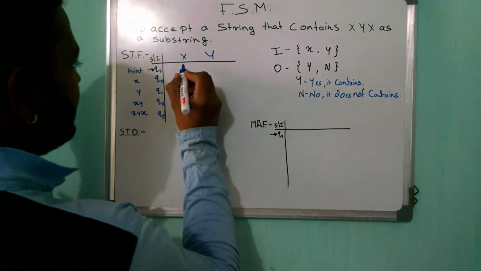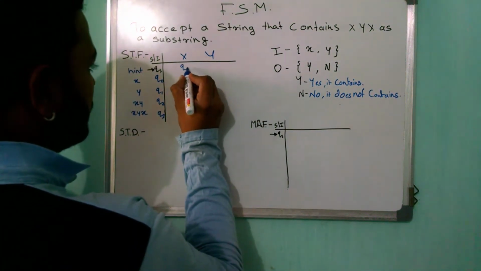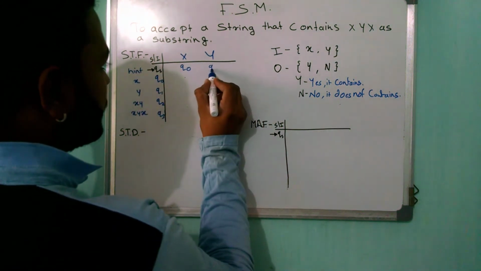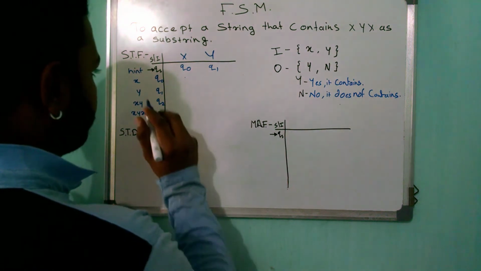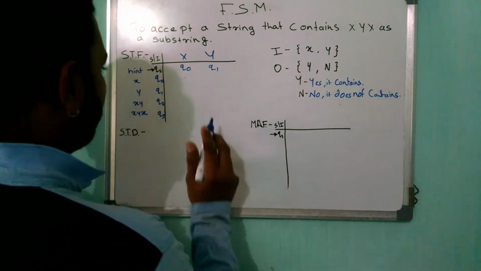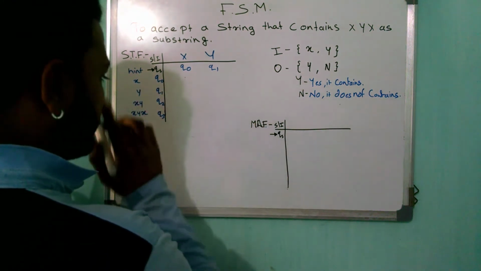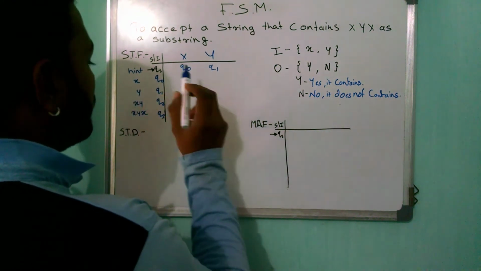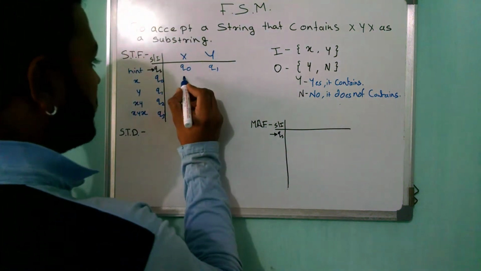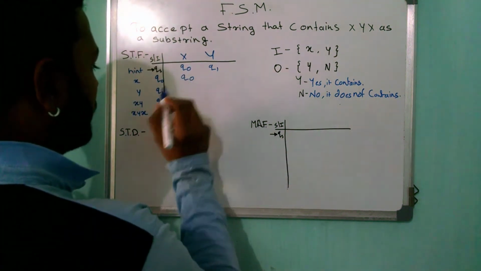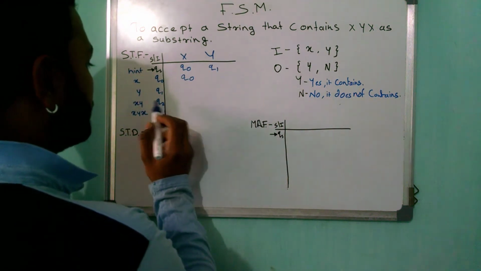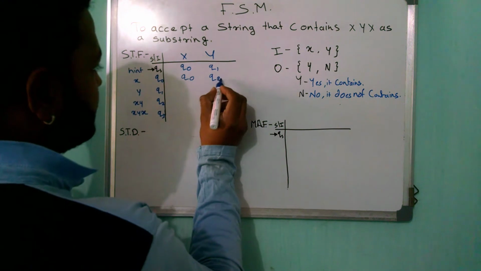So at start, if we get x, we go to q0, as q0 is the state for x. At start we get y, we go to q1, as q1 is the state for y. Then we already have x and another x comes up, so we have xx, and we don't have a state for the xx state. So we strike off the x from the left side, so we get only x, so we write here q0. Now we get xy, we have a state for xy, that is q2, so we write here q2.